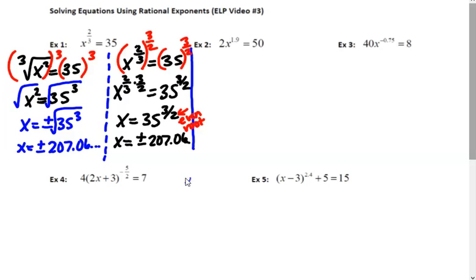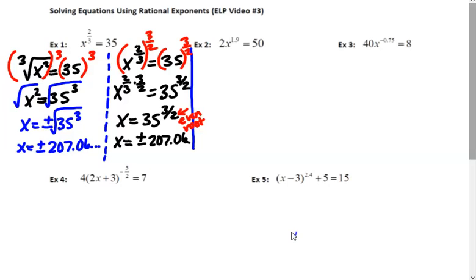Okay, so let's look at this one. Now on all the rest of them, there are additional numbers in here. We have a coefficient here and here. We have something in parentheses here and a number outside the parentheses, and here we have something added outside the parentheses.